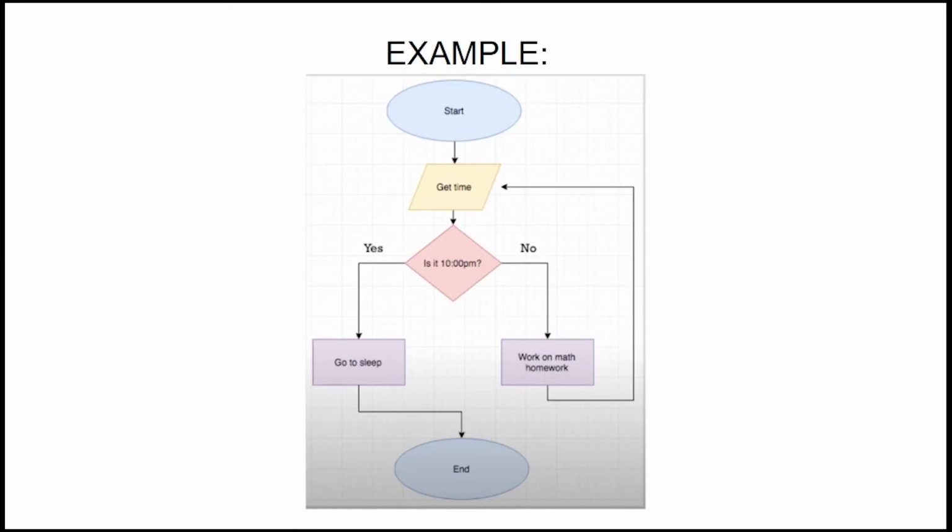So here is an example of a flowchart. This is a conditional flowchart. So you start in the beginning, which is at the top, and you go down to get time. Then once you have time, you go down to the first condition, and it says is it 10 p.m. So if it is 10 p.m., you go down to go to sleep, and that is the end of your program. But if it is not 10 p.m., you work on math homework, and as you are working on math homework, you can go back to get time.